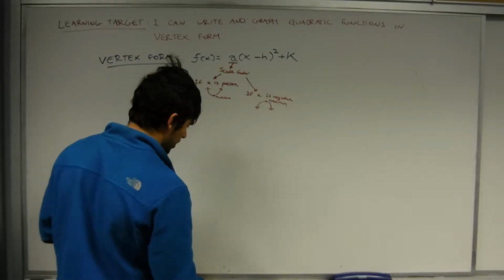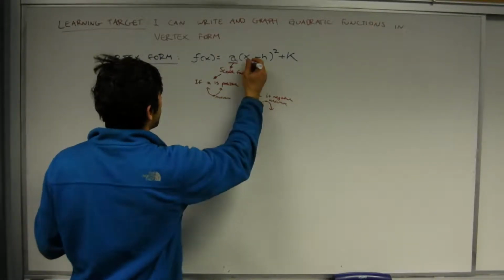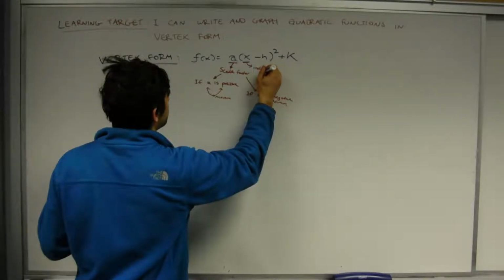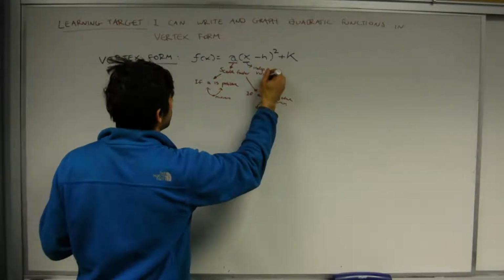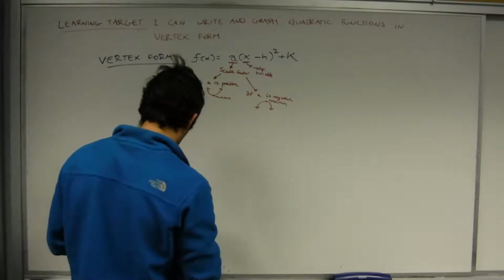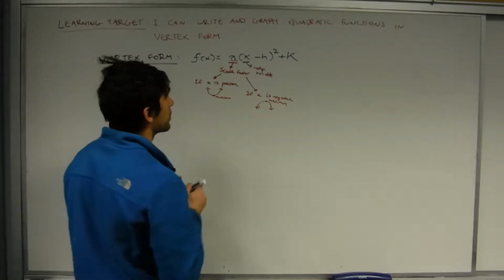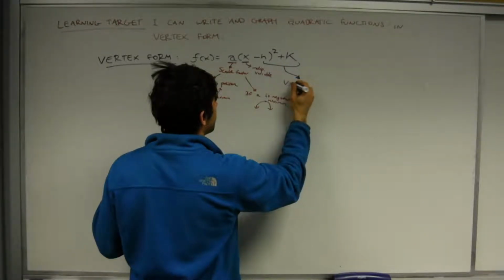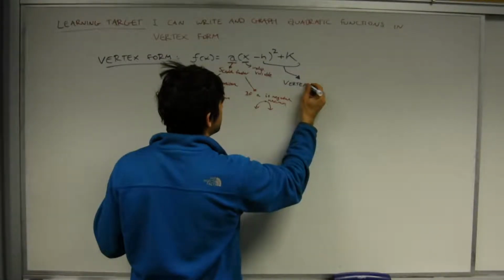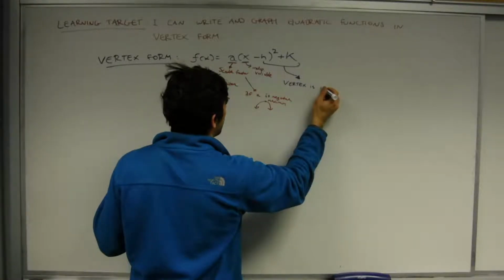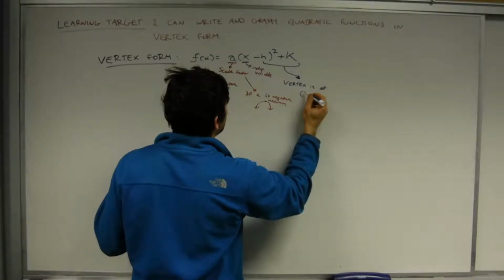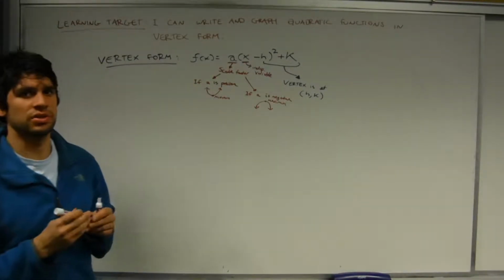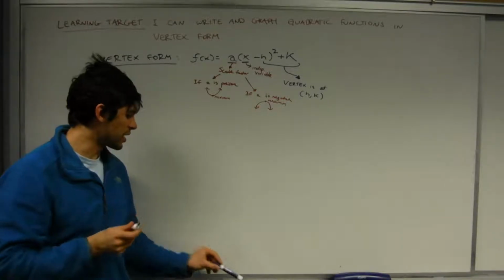x is just going to be our normal independent variable. And then h and k represent the vertex. So the vertex is at (h, k), where h is the x-coordinate and k is the y-coordinate.